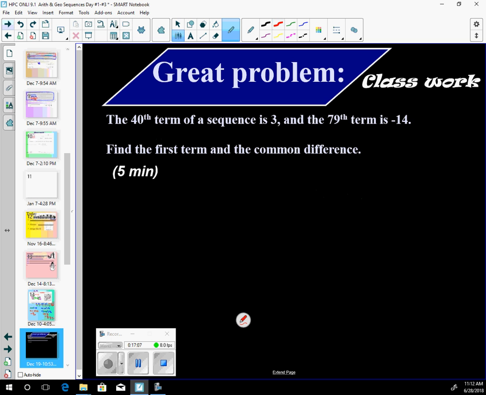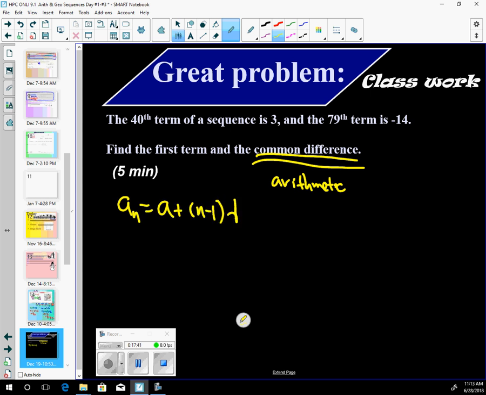Here's a good one. The 40th term of a sequence is 3, and the 79th term is negative 14. Find the first term and the common difference. So if it's a common difference, you're probably looking at an arithmetic sequence. Right? So let's check this out. A of n equals A plus n minus 1 times d.